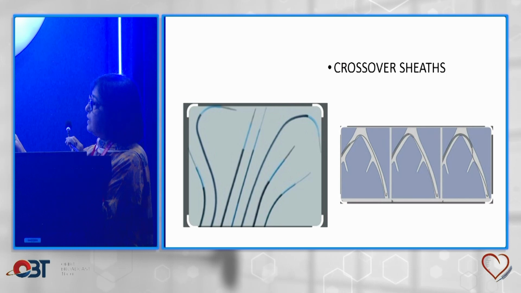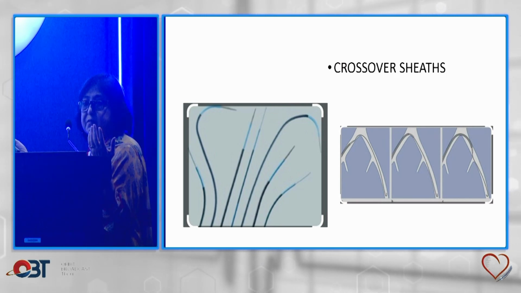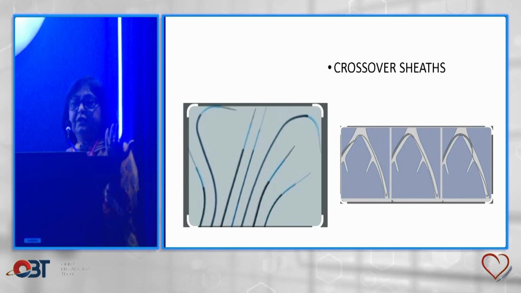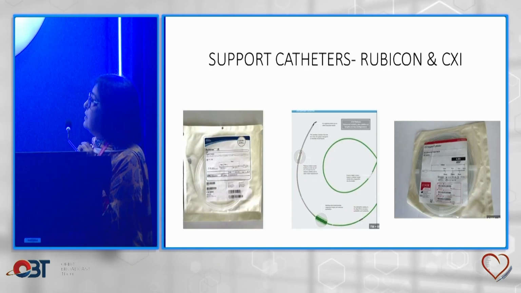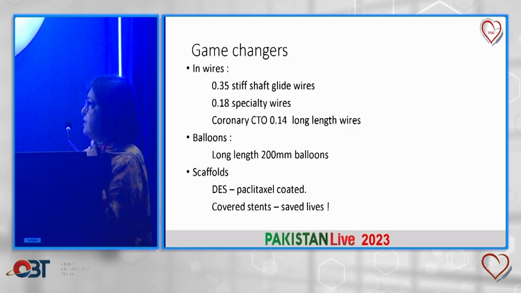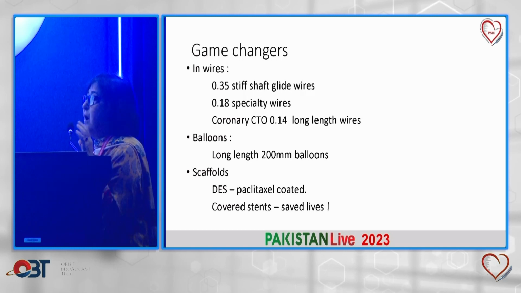These are guide catheters basically, and we never knew the use of them 15 years ago. But now we have access, and this is what they look like. And for the contralateral side. And then support catheters, which are available but with difficulty. Cook gives us some. Then we learned simple wires like 0.035 stiff shaft glide wires, specialty wires. It's like a supermarket.